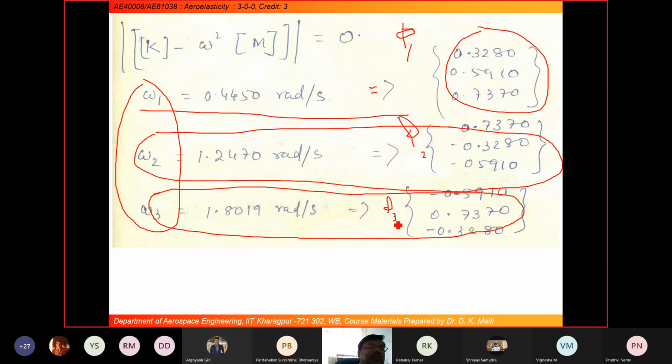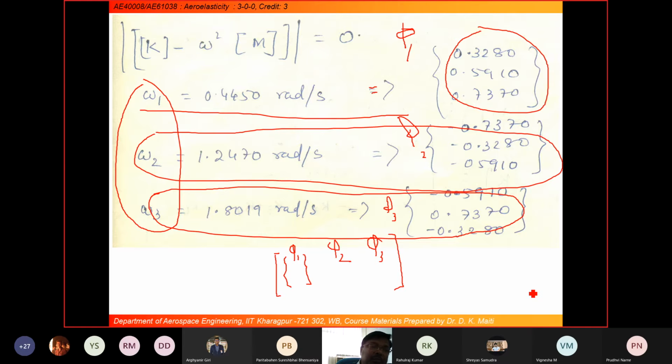So if I arrange them together, I'll get the modal matrix phi, where this is our phi 1, a column vector. Then I'll arrange phi 2. All three vectors will be orthogonal, right? They will be orthogonal because we have used the orthogonality concept in this case. So each modal vector is orthogonal to each other. That is the meaning.